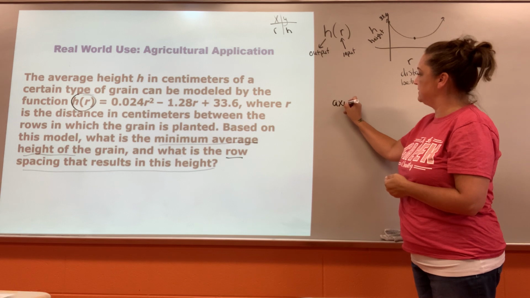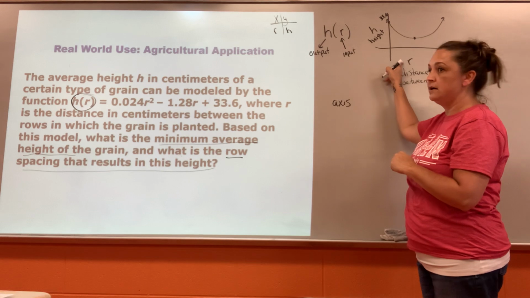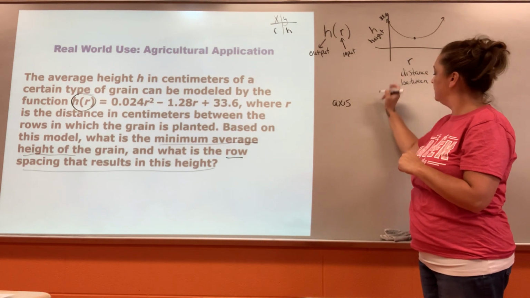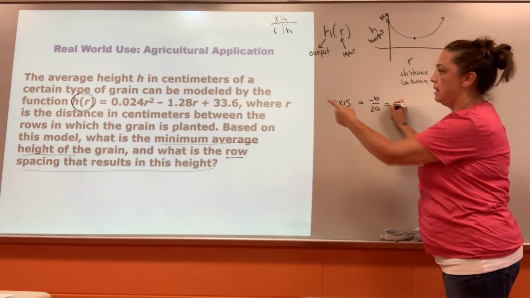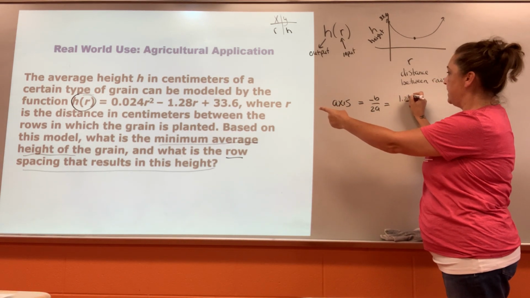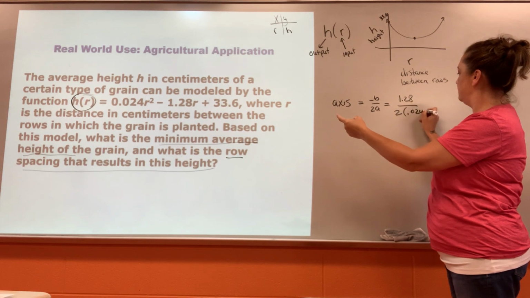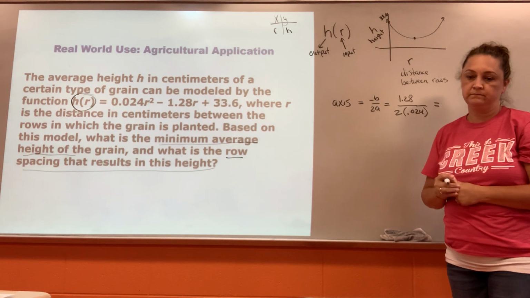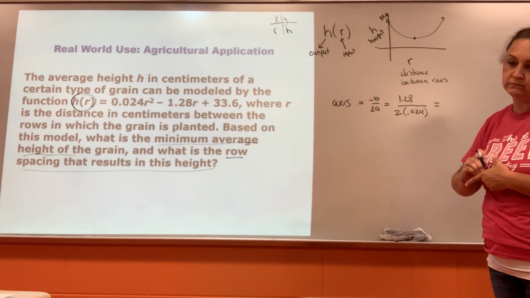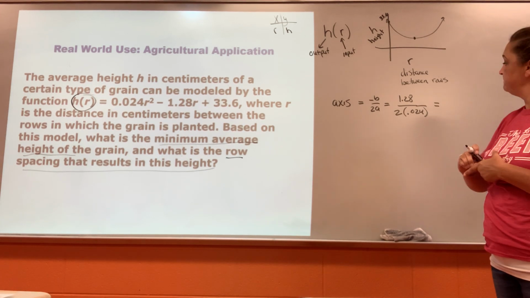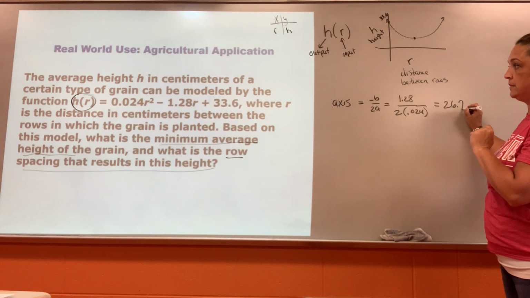To find your axis, which is the x value of your vertex, in this case it's the row distance, opposite b over 2a. Opposite b would be a positive 1.28 over 2 times a, 0.024. When you do that calculation, you should get 26.7, and these are measured in centimeters.